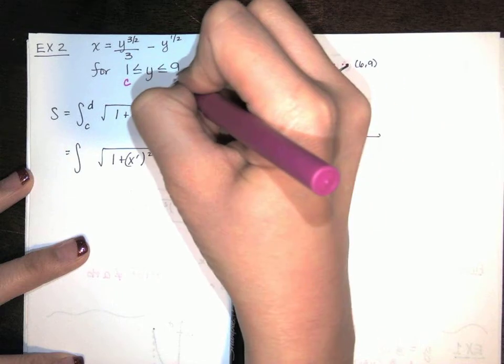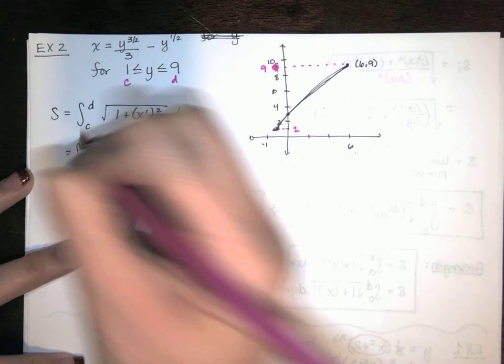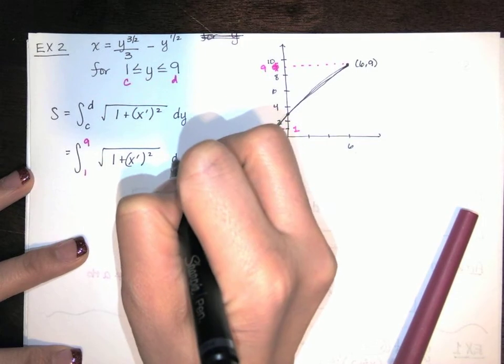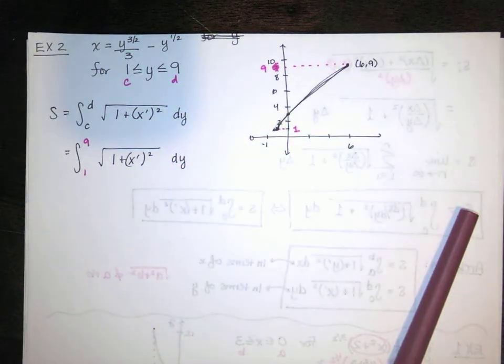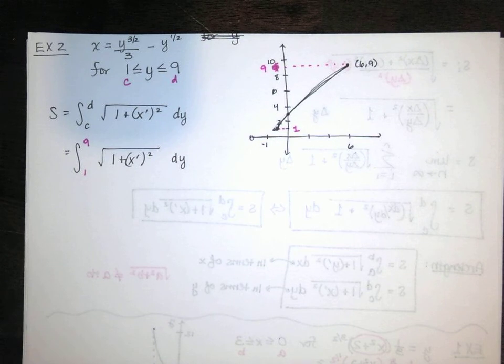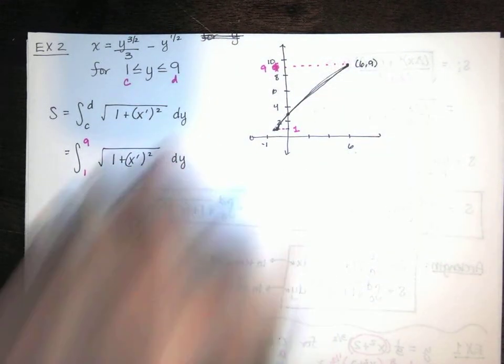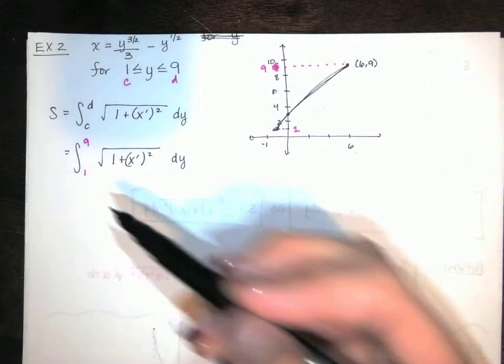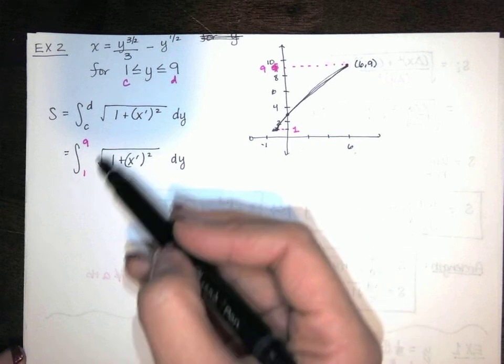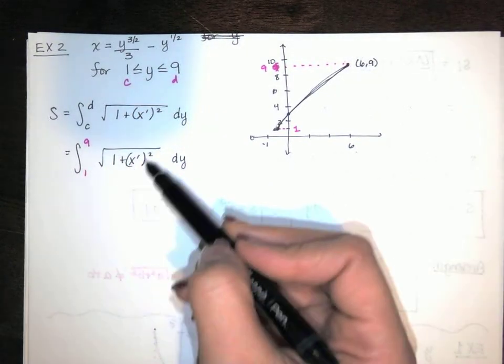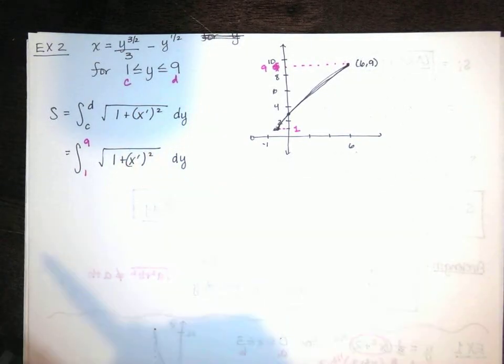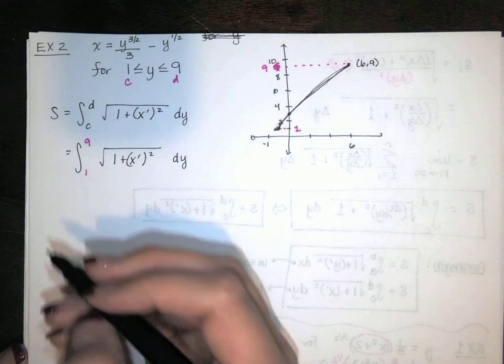So I put in my 1, I put in my 9. Now this time, because I've seen problems like this before, I'm not going to do the algebra inside the integral, because I know there's going to be a lot of algebra to simplify this thing. Instead, I'm going to simplify the integrand first, and then I'm going to substitute the whole integrand.